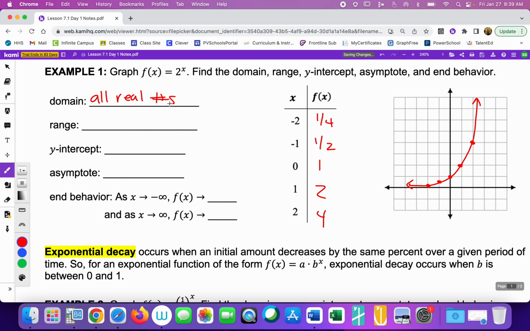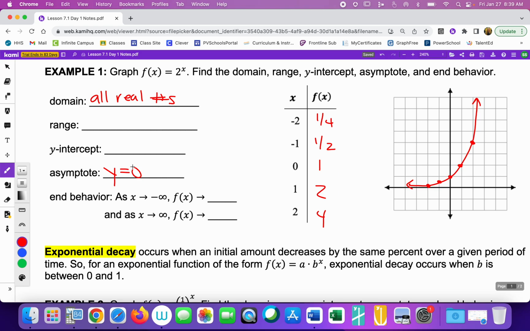Now, does it look like the y values are going to go up forever? How about down? No, they're stopping. They are definitely going down, but they are stopping at the x-axis. So that means there's an asymptote at the x-axis, which is y equals 0. Okay. So the horizontal axis.